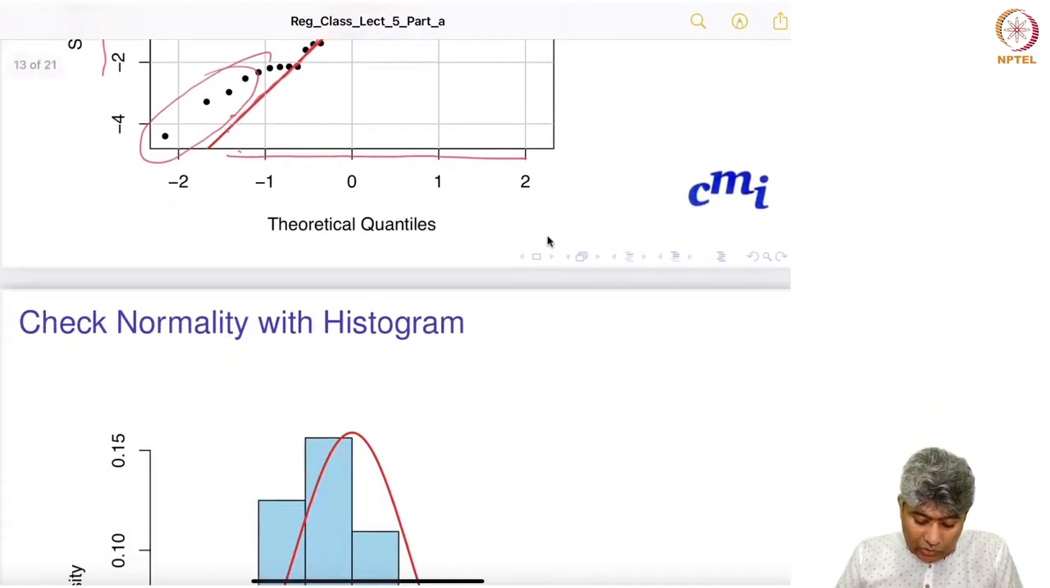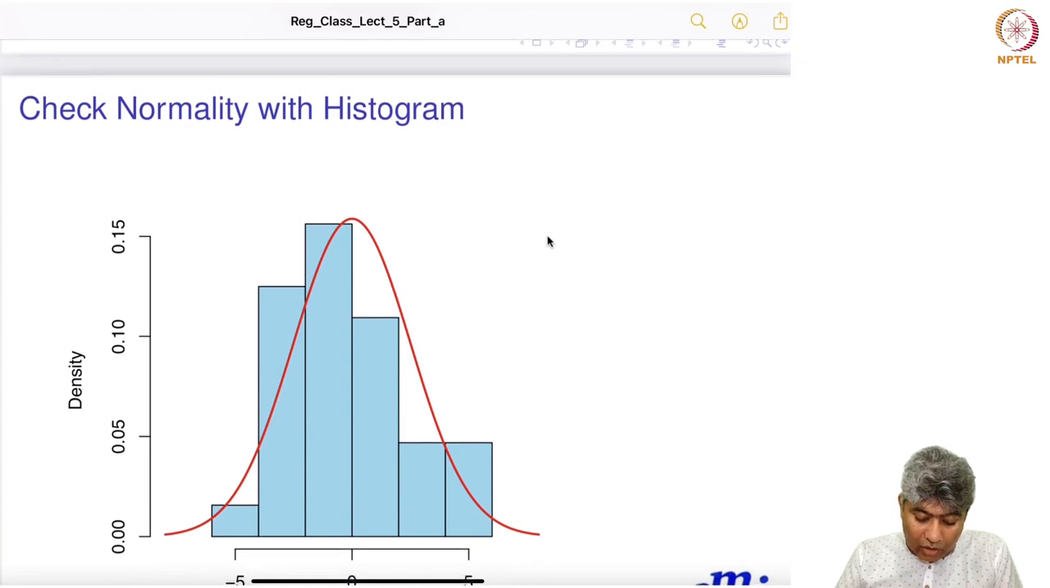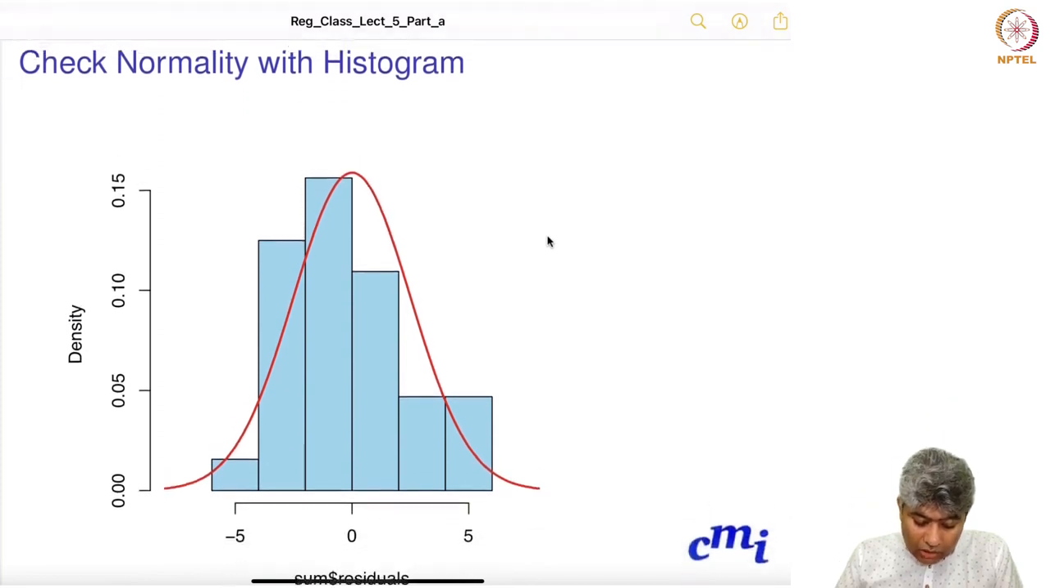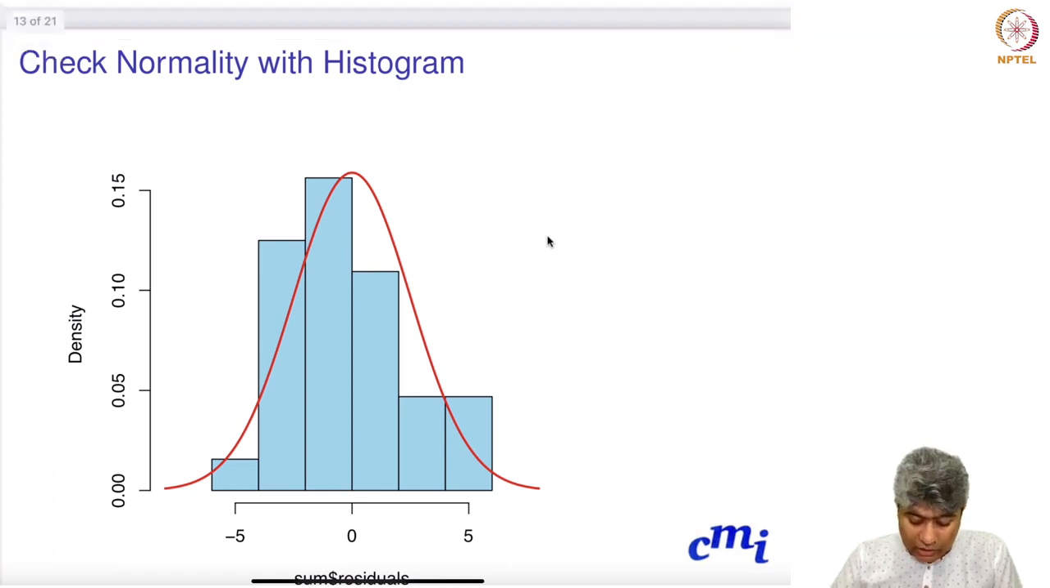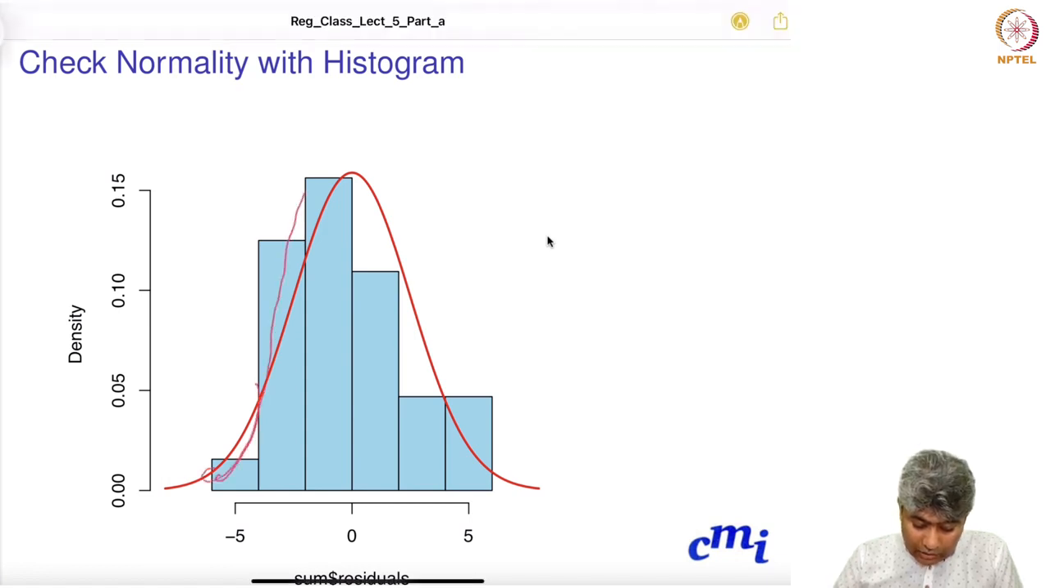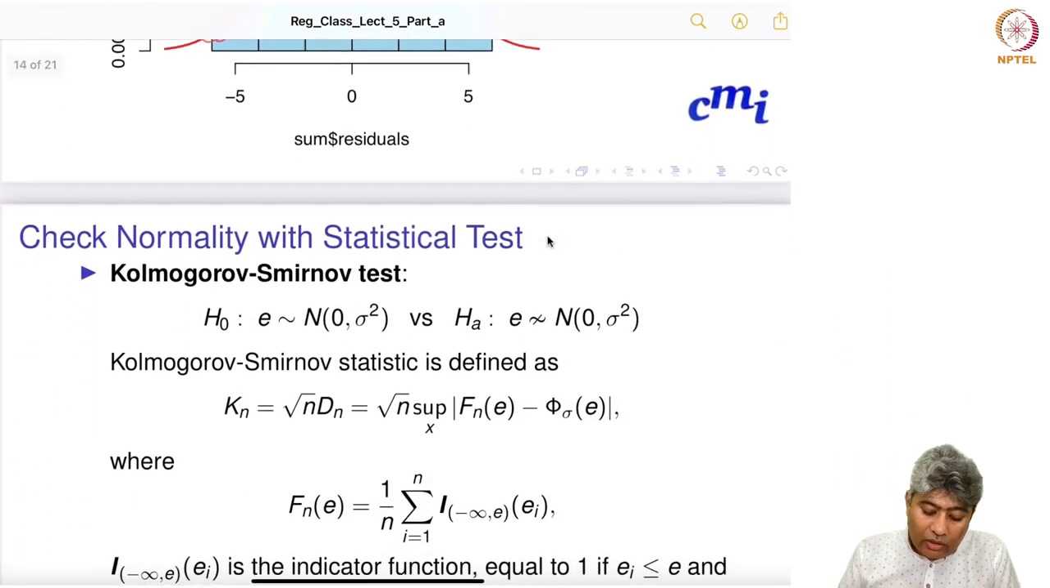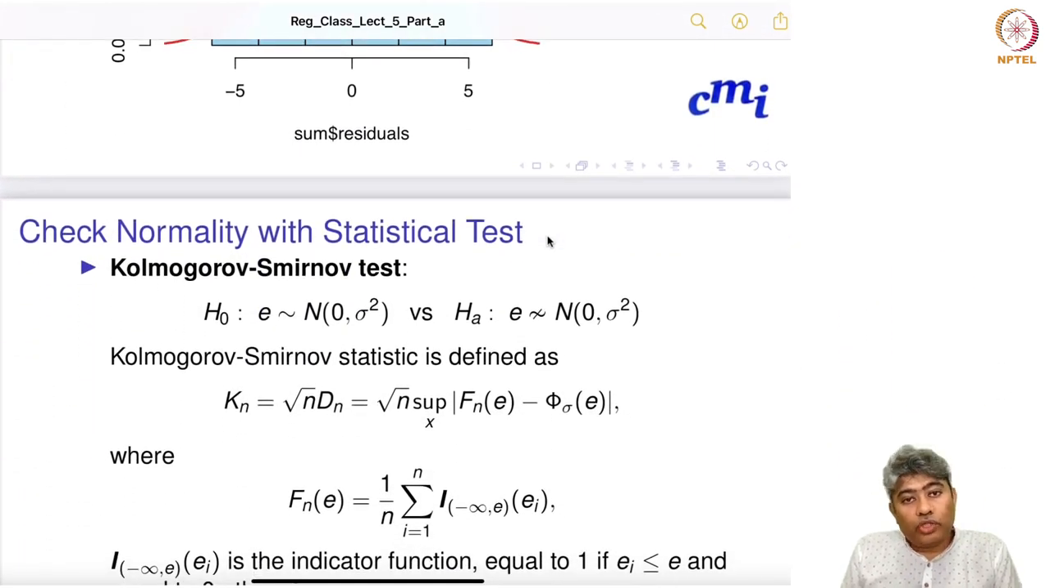So let's check what the histogram of the residuals looks like. Since we have only 32 observations, it looks like it is maybe a little bit off from normality, but it's a bit difficult to say. So what can we do? We can do a hypothesis test to check the normality.